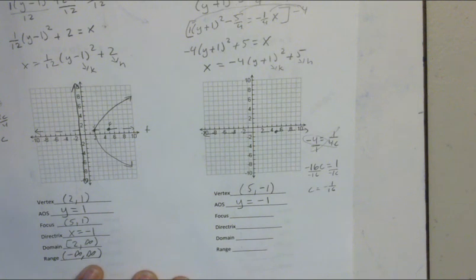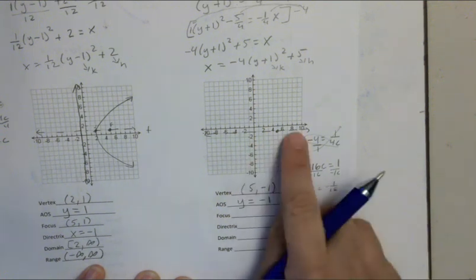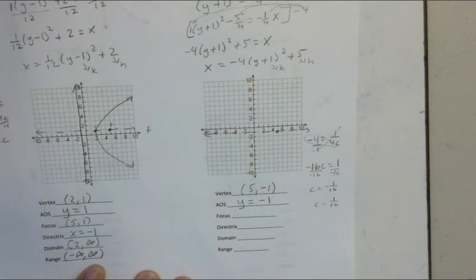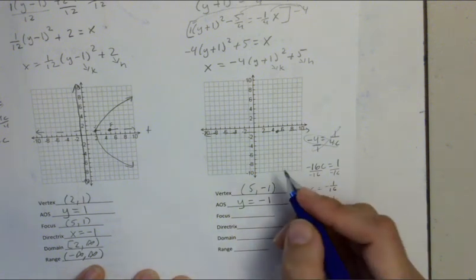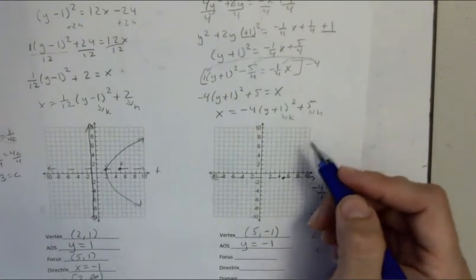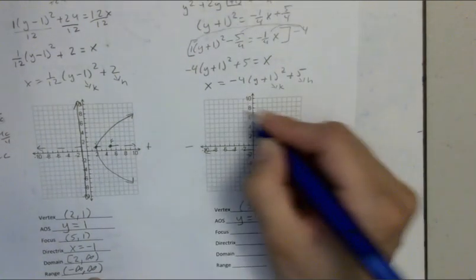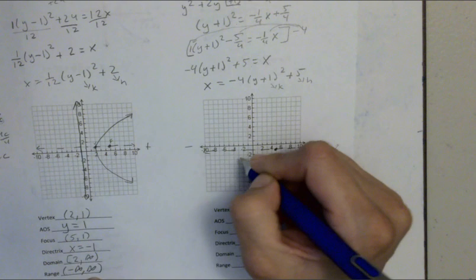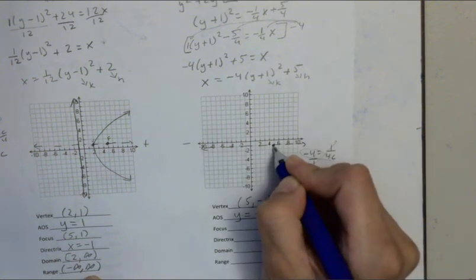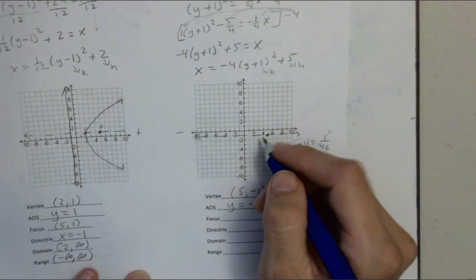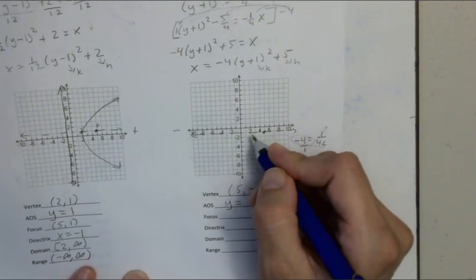So this is teeny tiny. 1/16 is not that far of a distance to go. But remember, when I take that c, I want the absolute value. So I'm just going to use a positive 1/16 because it's the distance. All right, so since this is a negative parabola, it's negative 4, it means it's going to open in the negative direction or open to the left, which means my focus is to the left of my vertex. And I'm only going 1/16 over.